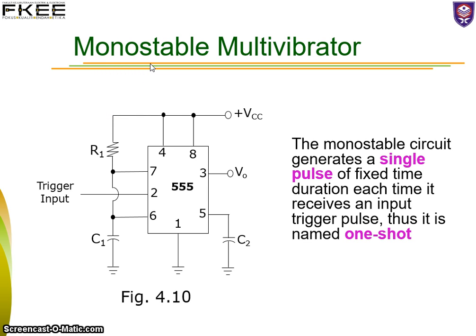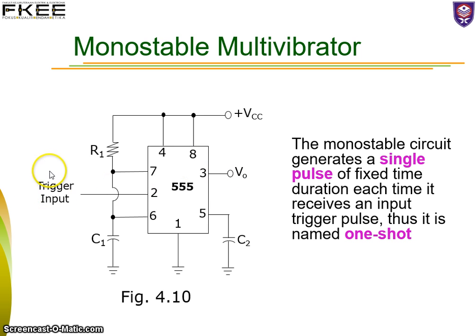A monostable multivibrator circuit can be constructed using a 555 timer and one external resistor R1, two capacitors C1 and C2. You have a trigger input at pin 2 and the output is at pin 3. Whenever there is a trigger at the input, then only you have an output. So that's why the circuit is also named as one shot.